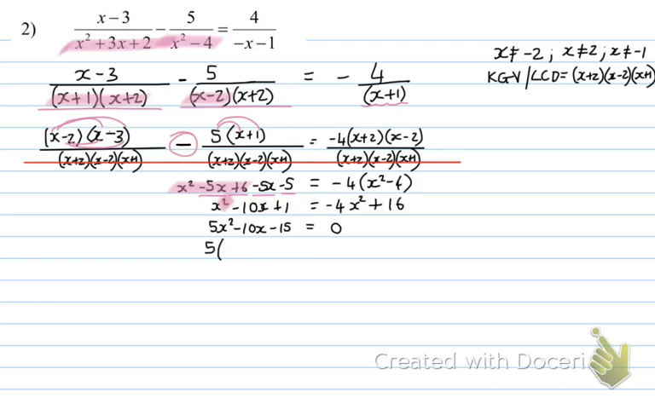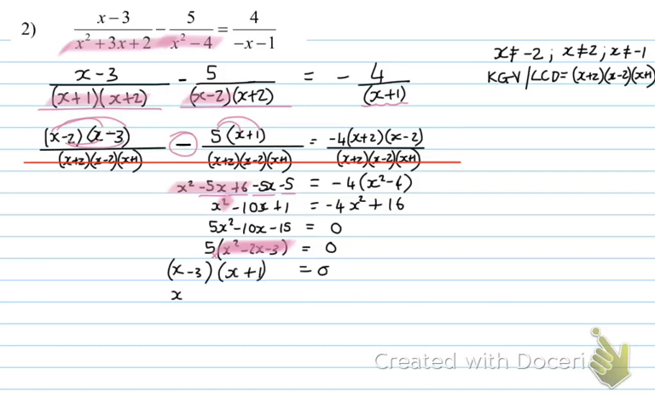Now I'm going to take out a common factor of 5. Then I have x squared minus 2x minus 3 is equal to 0. I'm going to divide with that 5 to get rid of it, because now it's multiplied. So I'm going to divide on the other side. 0 divided by 5 just stays 0. So I can just factorize whatever's in brackets. If I factorize that, I get x minus 3 and x plus 1 is equal to 0.